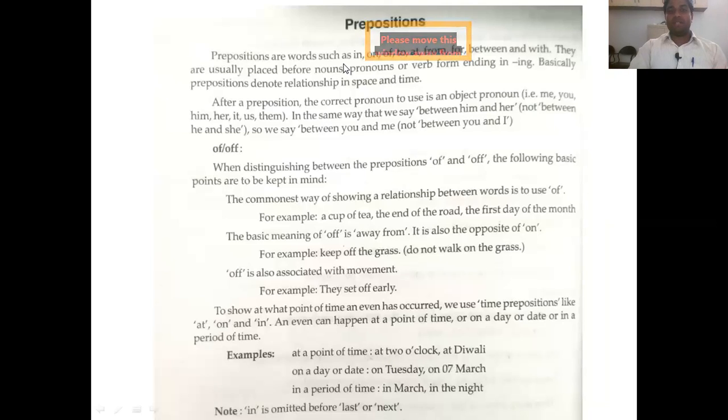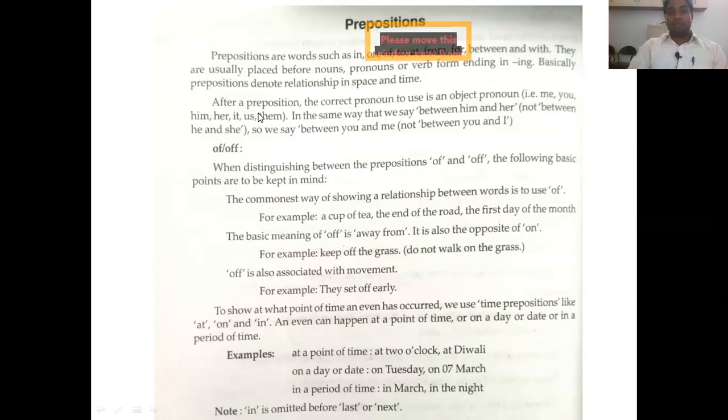Prepositions are words such as in, on, of, to, at, from, for, between, and with. These are usually placed before nouns, pronouns, or verb forms ending in ing. Basically, prepositions denote relationships in space and time. What is meant by noun? A noun is nothing but the naming of a person, a place, or a thing. Pronouns are used instead of nouns. A verb means action, doing something.